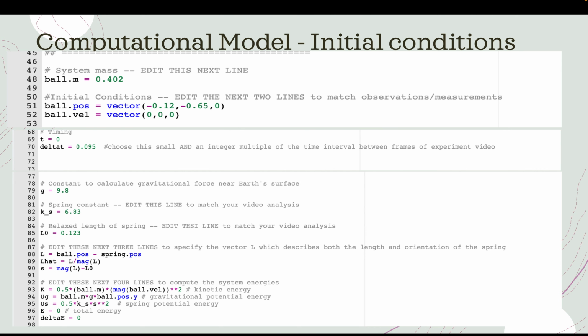And then we found L, which is ball.pos minus spring.pos, and then L hat, which is L divided by the magnitude of L, and then s, which is the magnitude of L minus L0. And then we found kinetic energy, gravitational potential energy, spring potential energy, and the total energy was just 0.